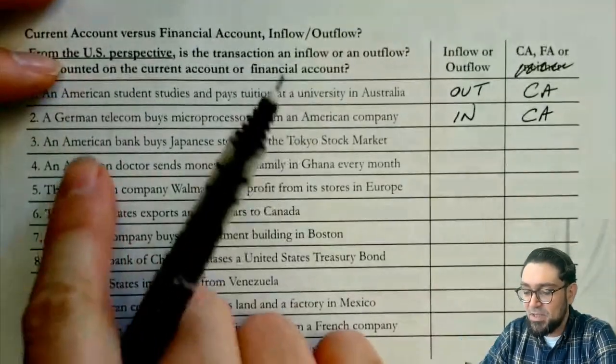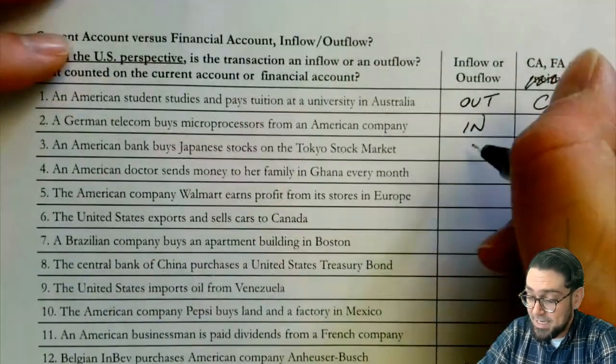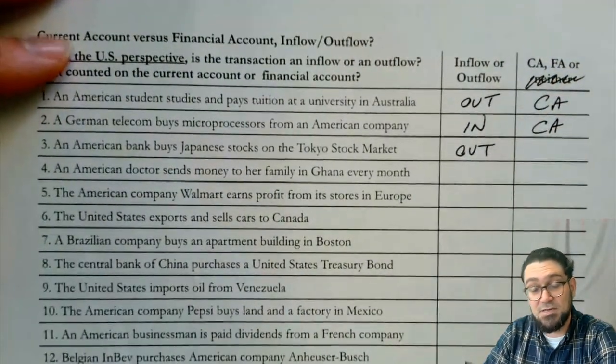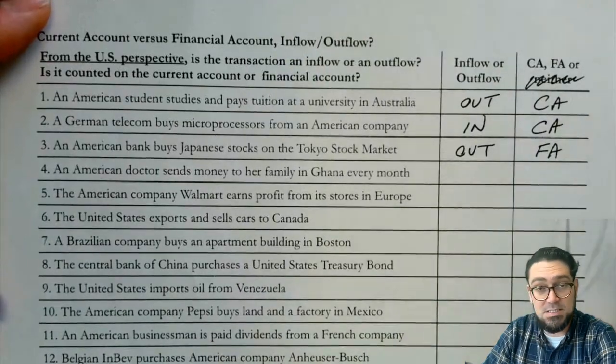So to finish that thought, an American bank buys Japanese stocks on the Tokyo stock market. Well, that is going to be an outflow from the United States' perspective because money's flowing to Japan, and it's recorded on the financial account because it's a stock.